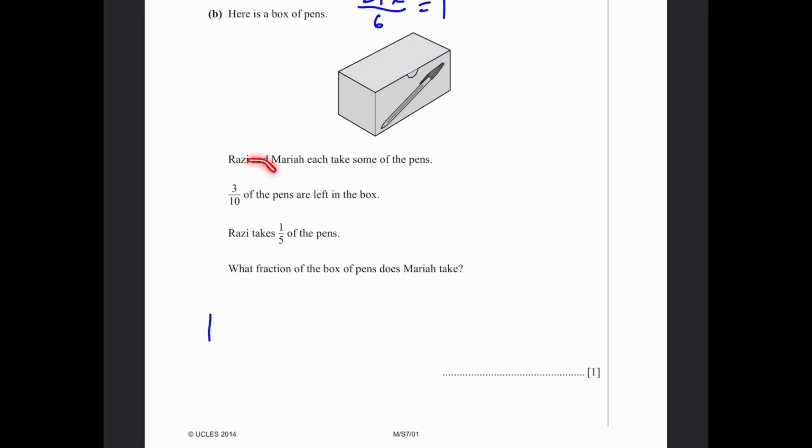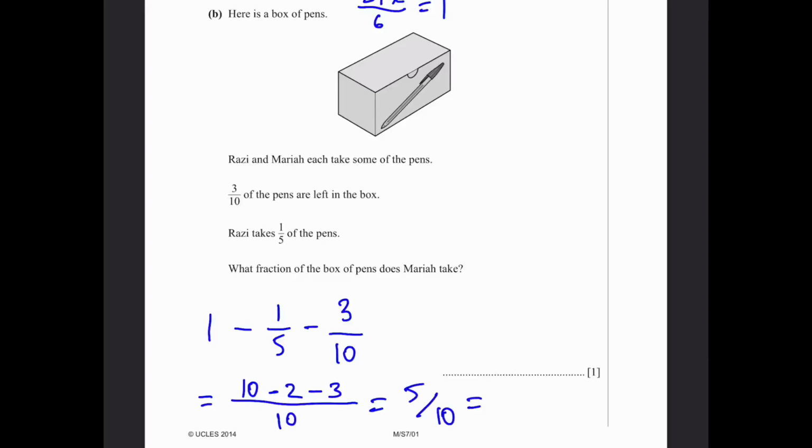So now 3 by 10 of the pens are left in the box. Razi takes 1 by 5. That means we need to subtract both of these values from 1. And then we get the fraction that Maria takes, because that's the only part left. Now let's take the LCM, common denominator. The LCM of these is 10. So that's 10 minus 2 minus 3, the whole by 10, which is equal to 5 by 10. And that can be simplified to 1 by 2. So it's half of the box that Maria takes.